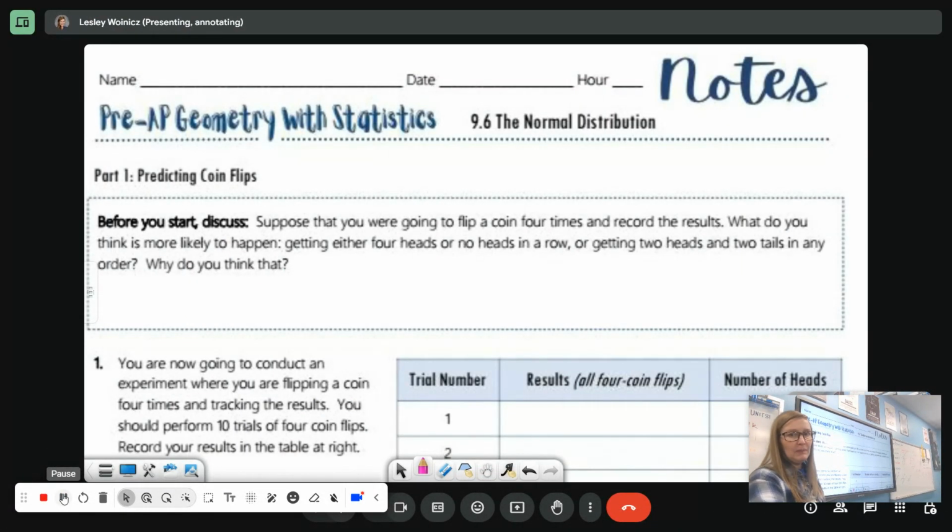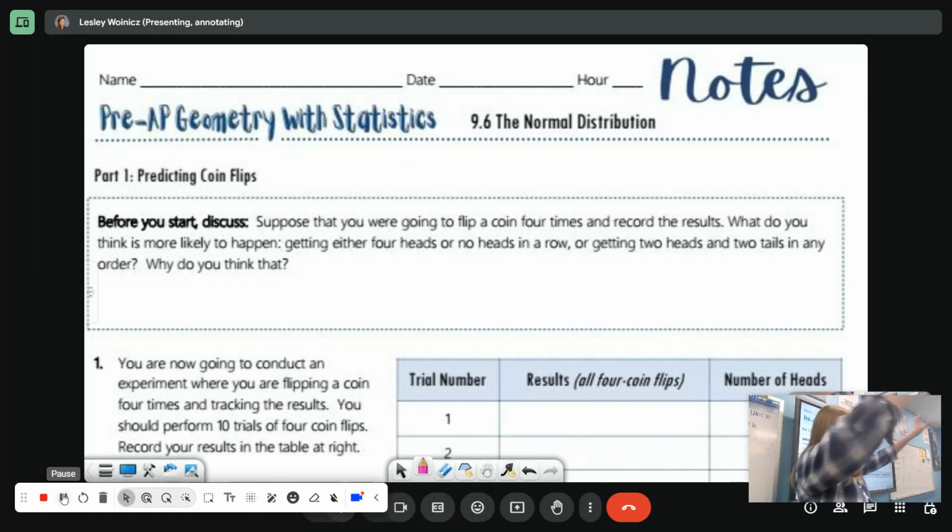Suppose that you are going to flip a coin 4 times and record the results. What do you think is more likely to happen? Getting either 4 heads or no tails in a row, or getting 2 heads and 2 tails in any order? And why do you think so?